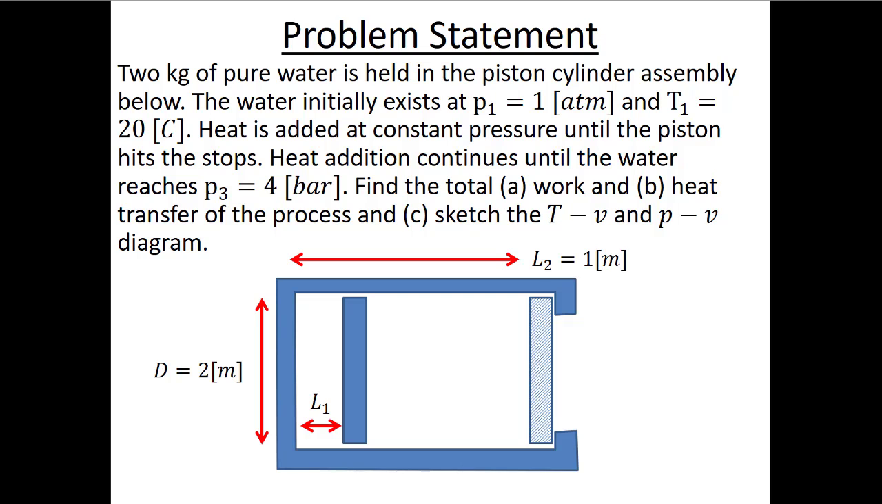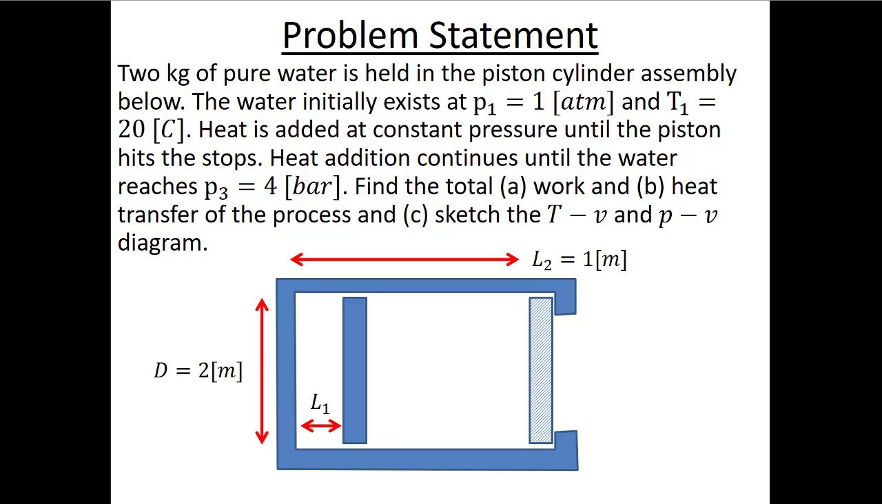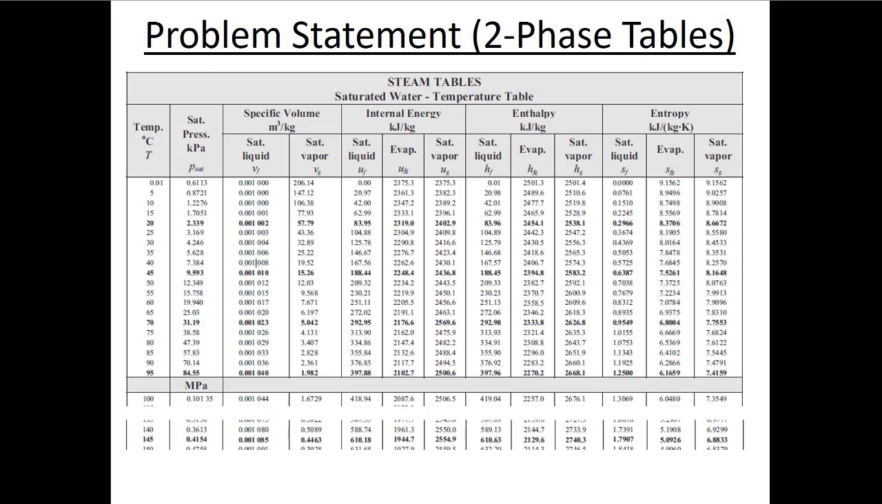And we're asked to find the total work and the total heat transfer of both processes. We're also asked to sketch these two processes on a TV and a PV diagram. I think all of these skills are going to be important for you as you prepare for the exam. You're going to have to know how to manipulate the first law and find things like work, heat, and delta U. But you're also going to have to know how to sketch these TV and PV diagrams. So I'll show you how we're doing that in this particular problem.